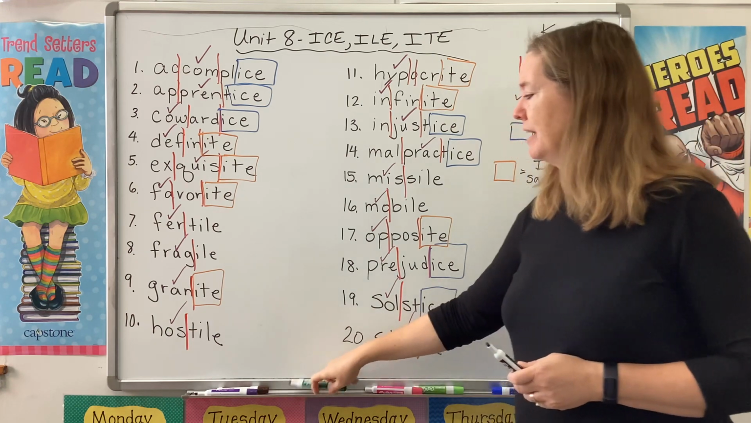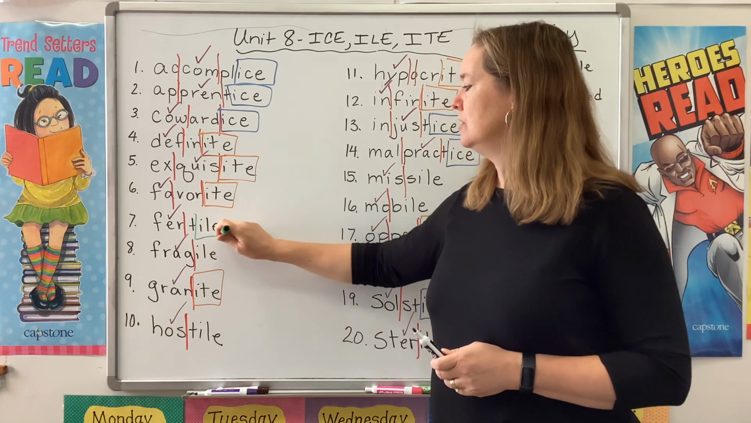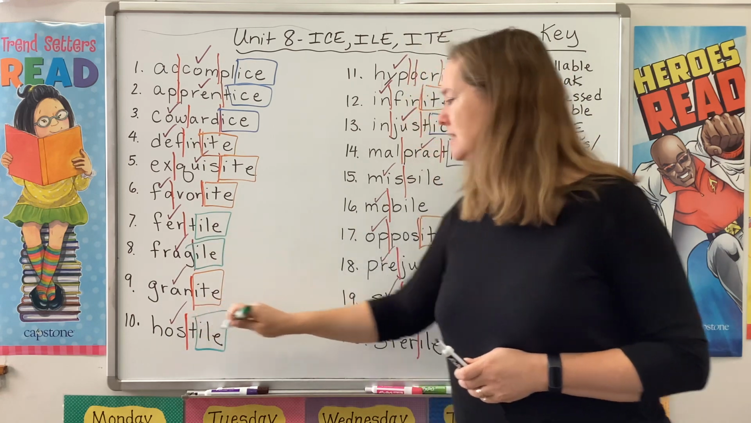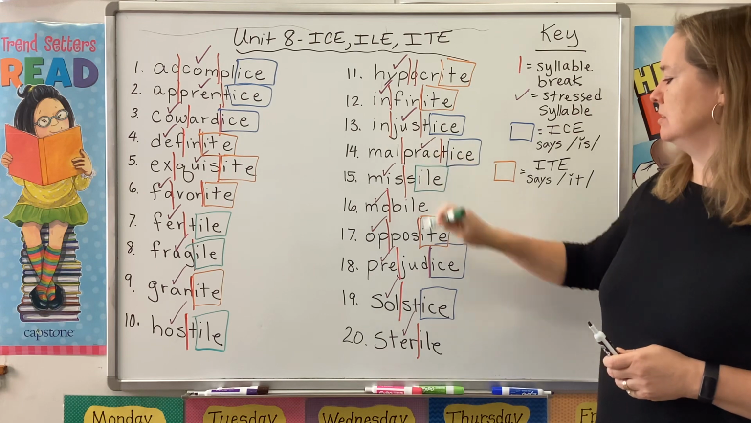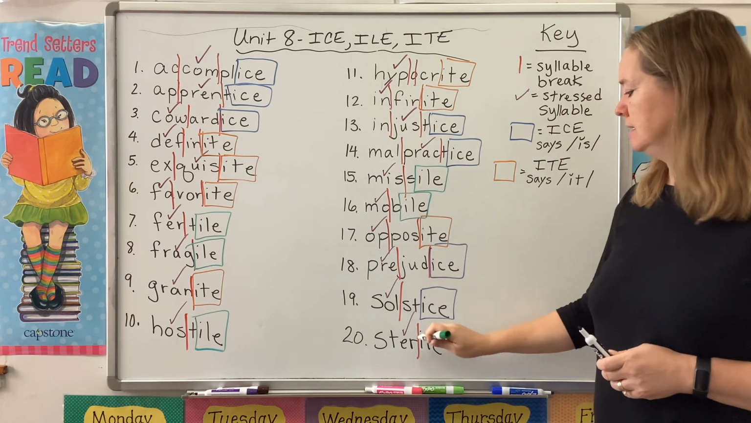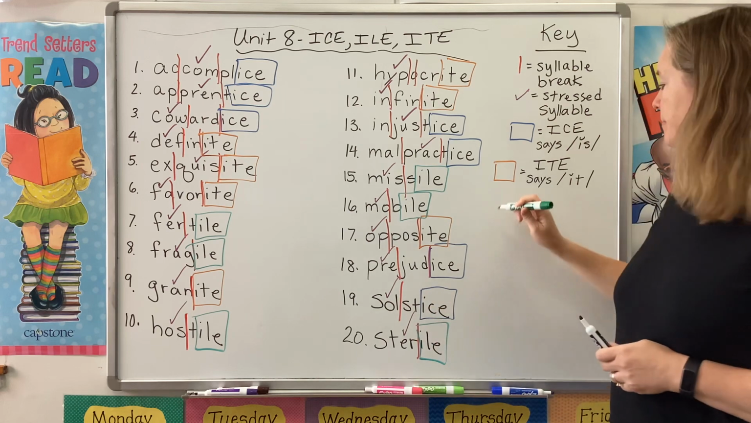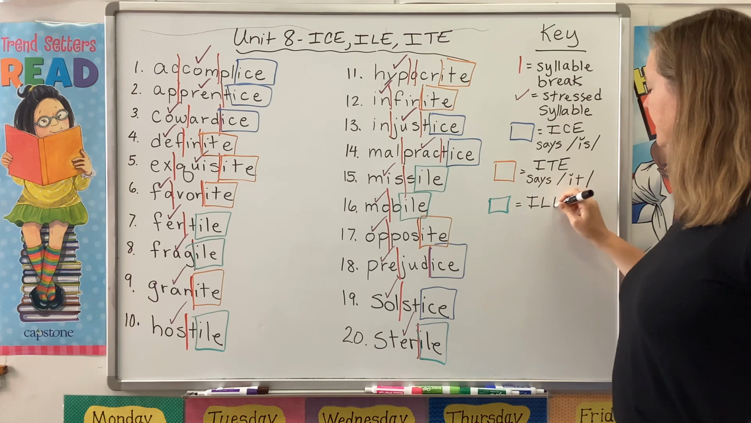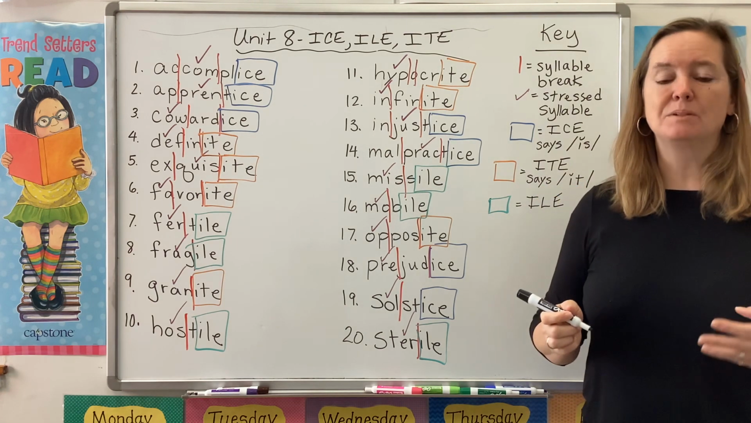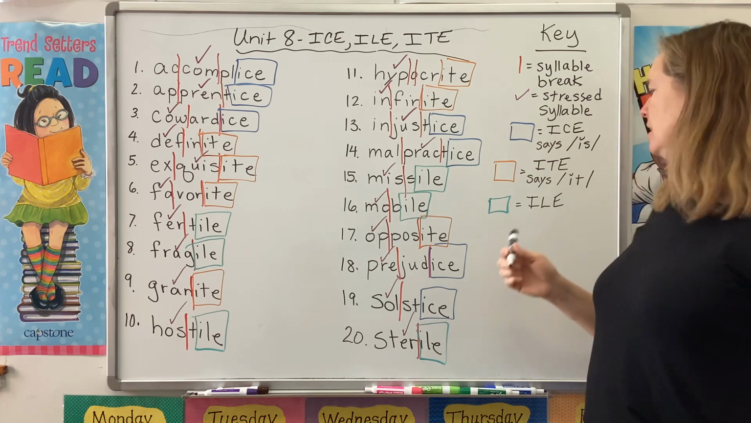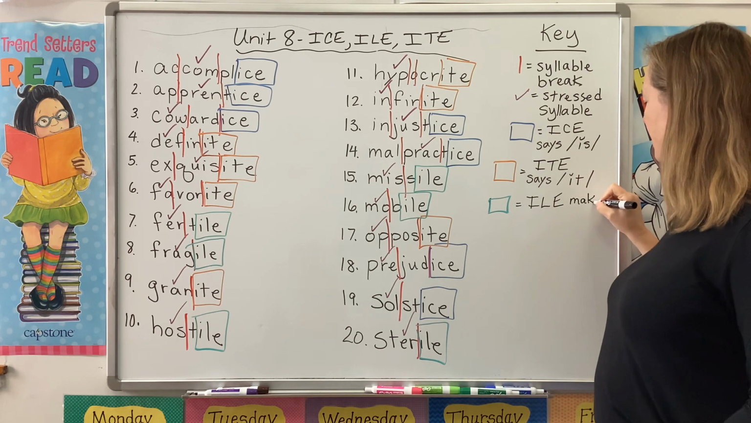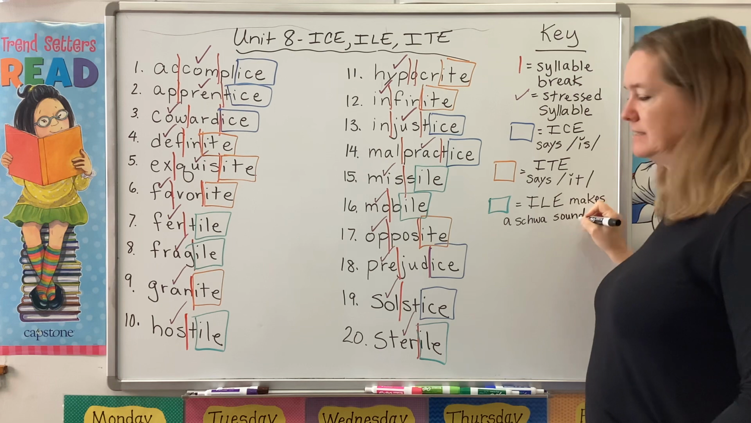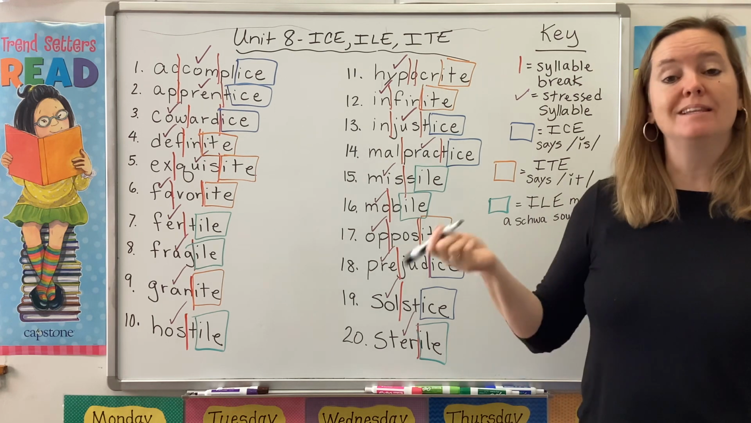All right, our last pattern is ILE. Fertile, fragile, hostile, missile, mobile, and sterile. In these words, the ILE isn't making a short I sound. It's not saying ill, it's saying ul. So ILE is actually making a schwa sound, right? That sound. Now, what part of speech do these words tend to be?